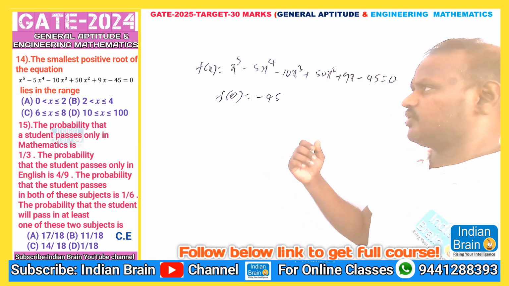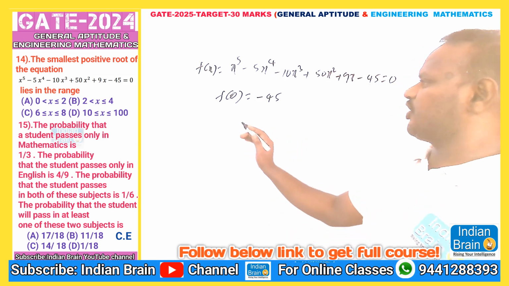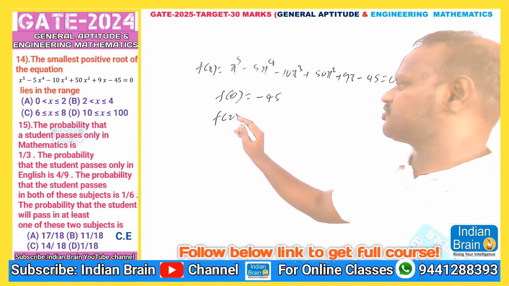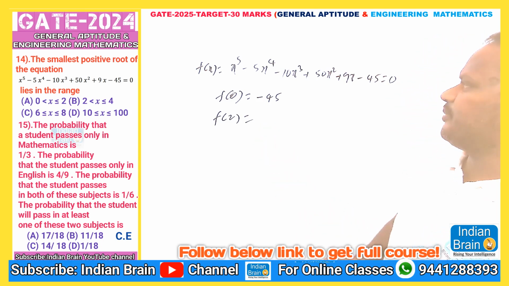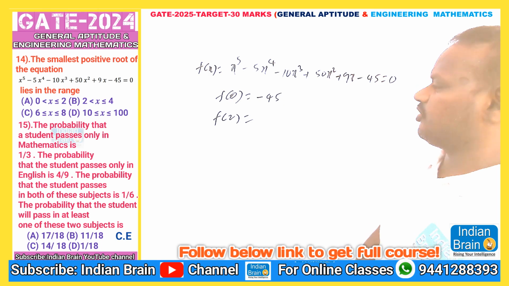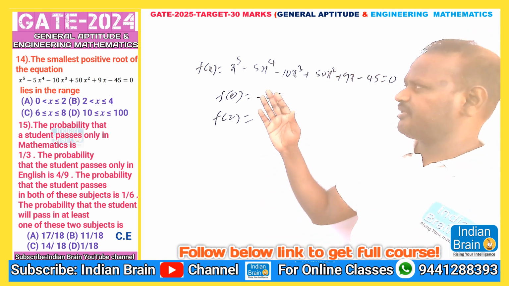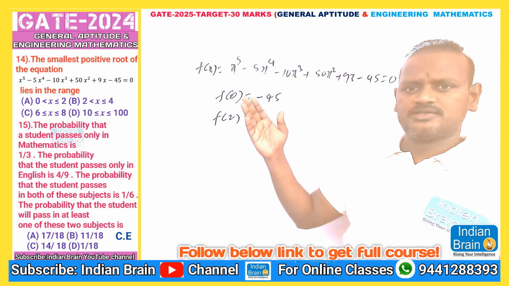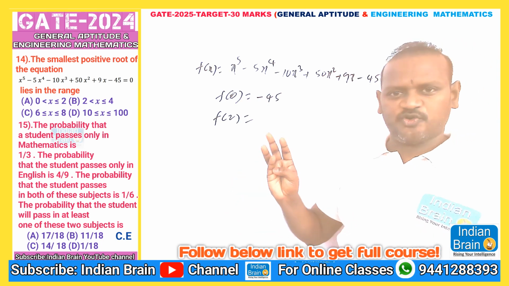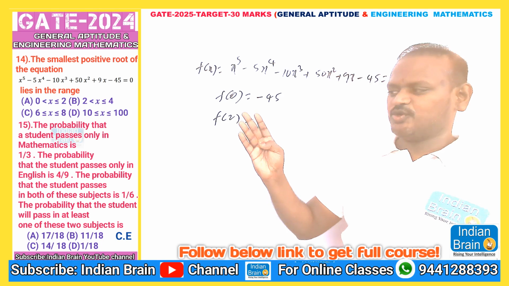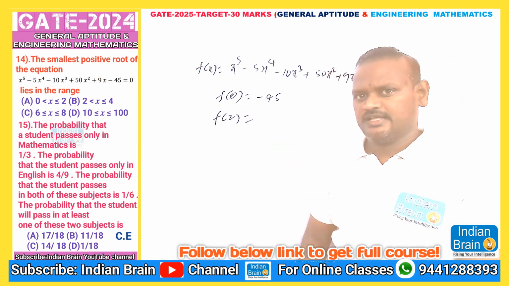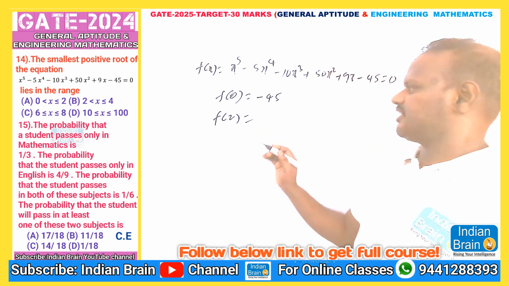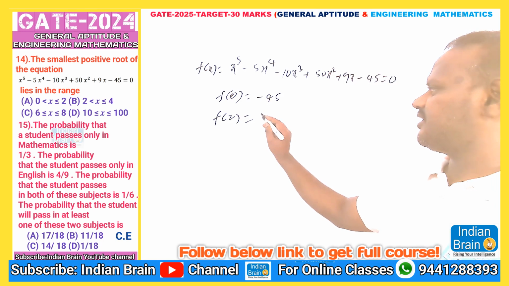Okay, fine. Now next f of 2 is there, right? I can go for f of 2. If I substitute f of 2, observe it clearly. F of 2 means 2 power 5. 2 power 5 means 2 to the 4, 4 to the 8, 8 to the 16, 16 to the 32, I think. Yes, 32.